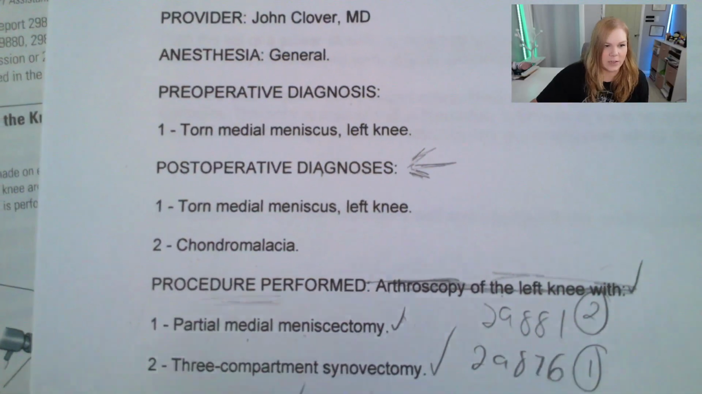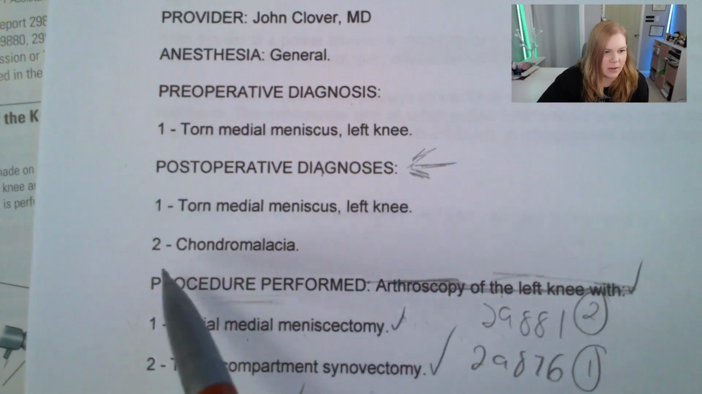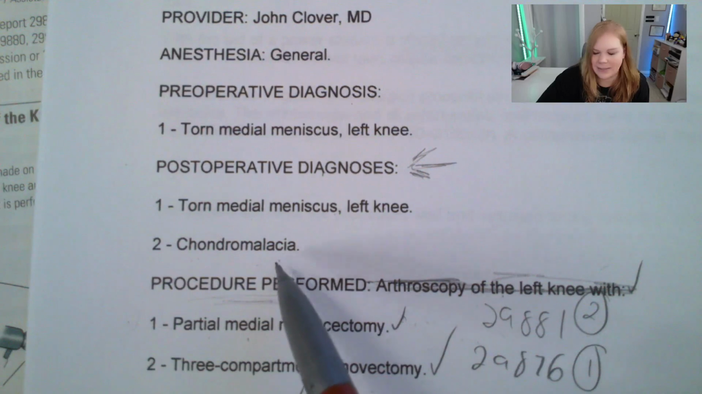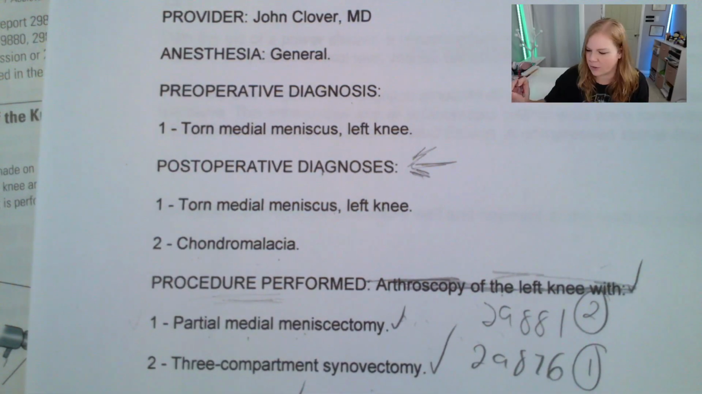Now we have our diagnoses to consider. We have this torn medial meniscus of the left knee and chondromalacia. I didn't see anything else that was a definitive diagnosis in this operative report. It looks like there were some changes they notated. There was some sort of findings and things, but not definitive diagnoses. The provider diagnosed the patient with a certain particular condition.